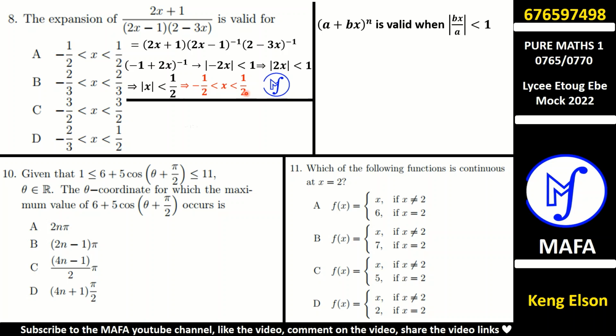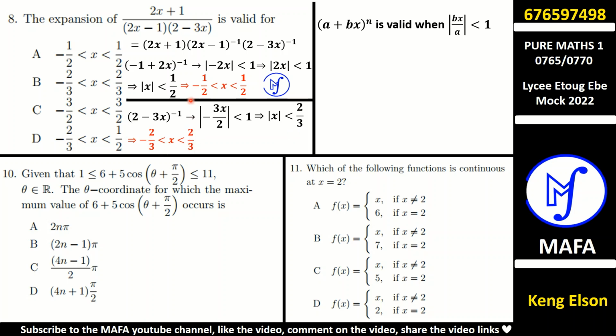Now we get the validity of the second expansion, which is 2 minus 3x to the negative 1. You see that our b is negative, our bx is negative 3x and our a is 2. So for it to be valid, the absolute value of negative 3x on 2 should be less than 1. We have the absolute value of x less than 2 divided by 3. So we solve and we get x between negative 2 on 3 and 2 on 3.